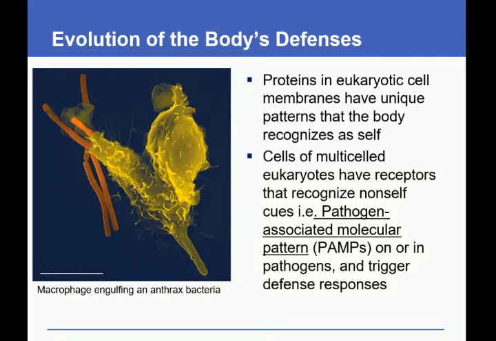Evolution of the body's defenses. Proteins in eukaryotic cell membranes have unique patterns that the body recognizes as self. Cells of multicellular eukaryotes have receptors to recognize non-self cues, i.e. PAMPs, pathogen-associated molecular patterns, found in pathogens, and trigger defense responses. In the picture, a macrophage engulfing an anthrax bacteria.